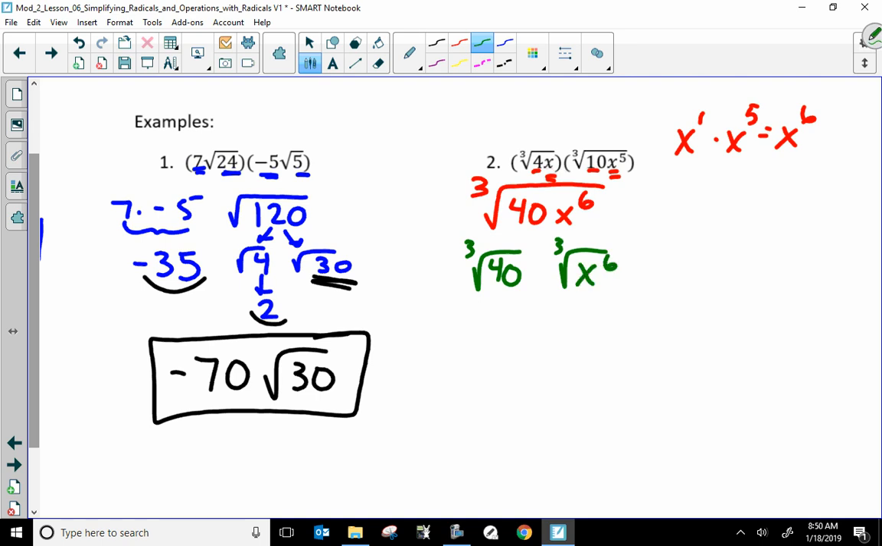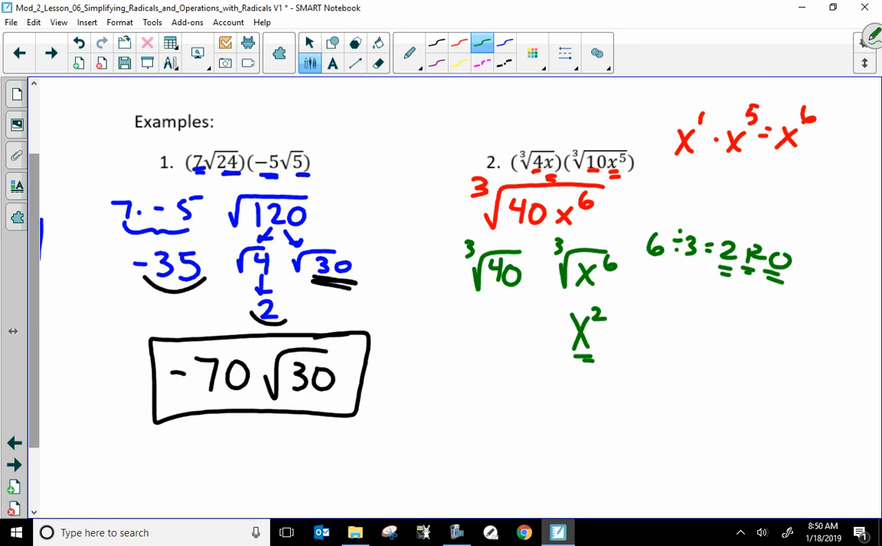Some of you are really good. You might not even have to write cube root of x to the 6th, because don't forget, I just divide. 6 divided by 3 is 2 with a remainder of 0. 2 x's come out, and none remain under the radical. That is simplified.